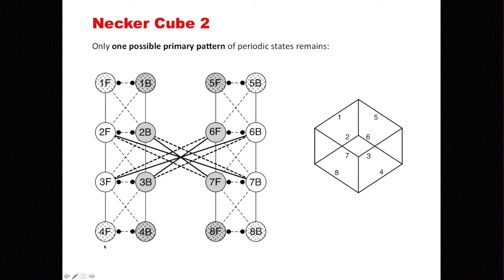If line 1 is pointing out of the page, so is line 5. And while we're at it, line 4 is also pointing out of the page, and so is line 8. Okay? And similarly for the pairs 2, 3, 6 and 7. They're all pointing in the same direction, but they will flip between forwards and backwards.